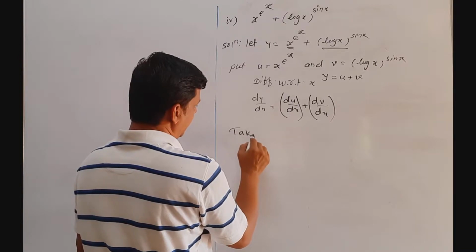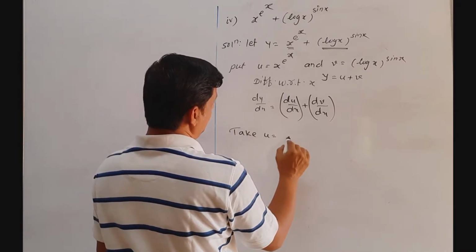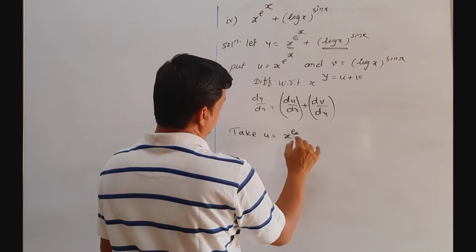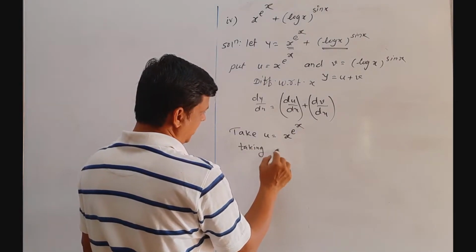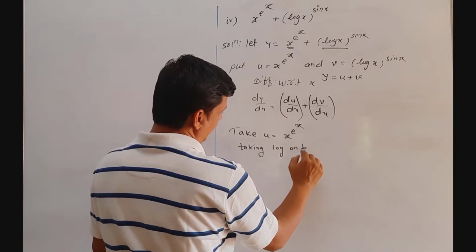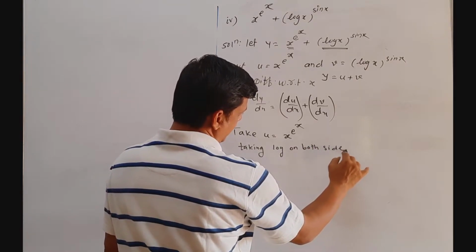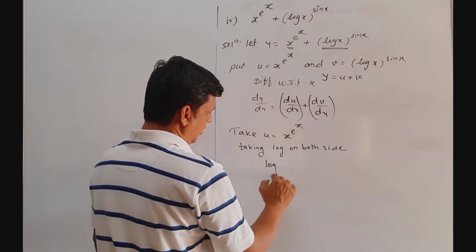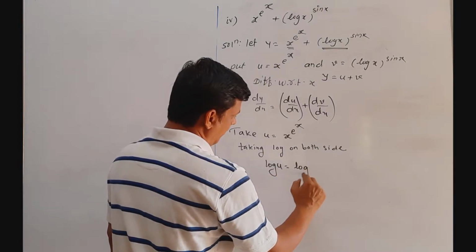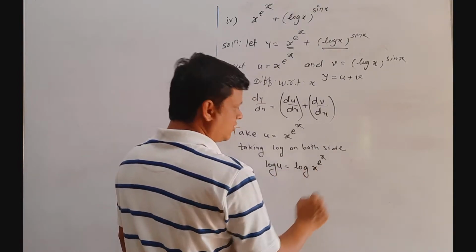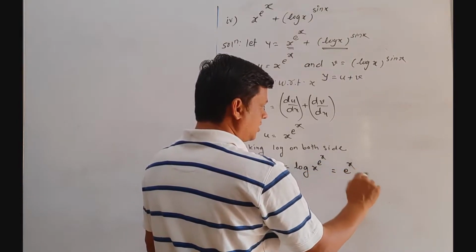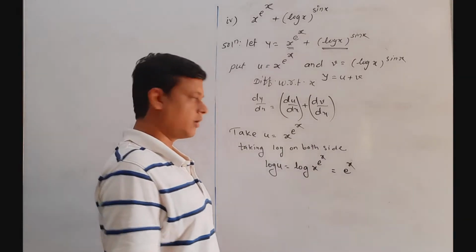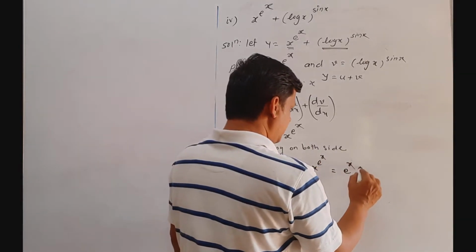So right here take u equal to x raised to the power e^x. So taking log on both sides, we write log u is equal to log of x raised to the power e^x. So we write this e^x in multiplication by the property of log. So e^x into log x.